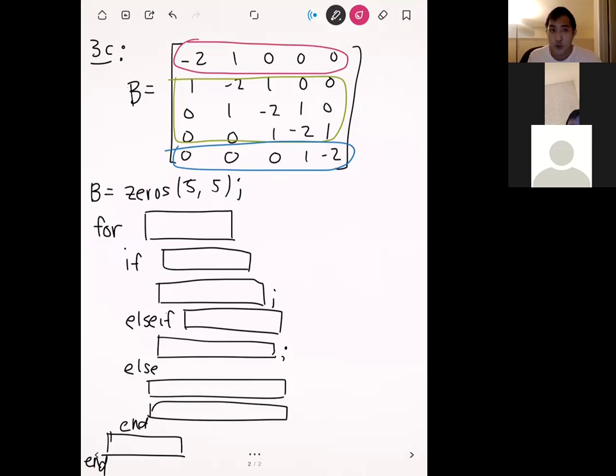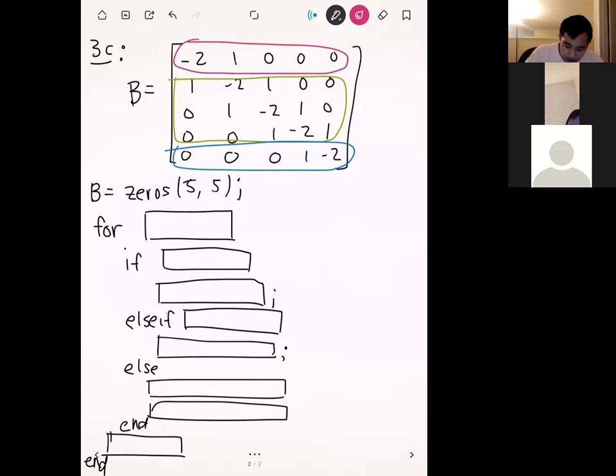For all the green rows, we again have a -2 on the diagonal, but we have a 1 on both sides of the diagonal. So we have 1 on the left and 1 on the right. And then for the blue row, we have a -2 on the diagonal, and then a 1 on the left of that. So that gives us some hints about what we can put into the if statements, because these are going to be our 3 cases.